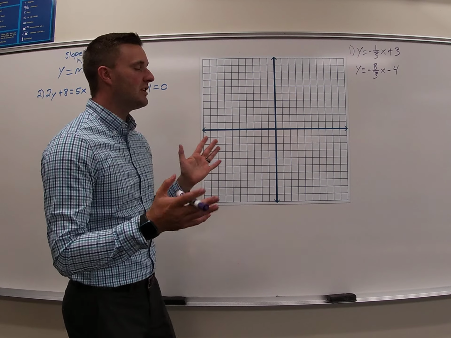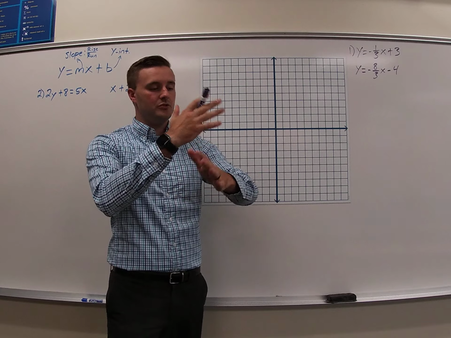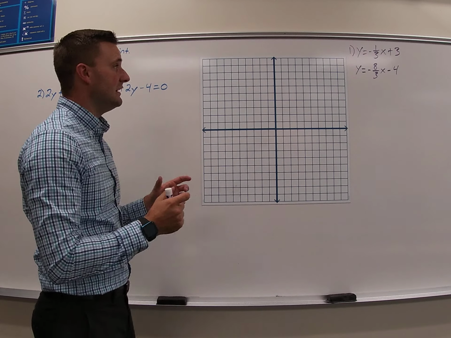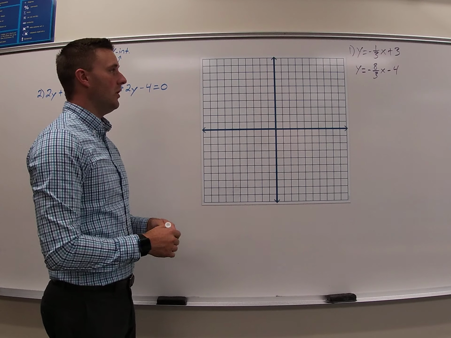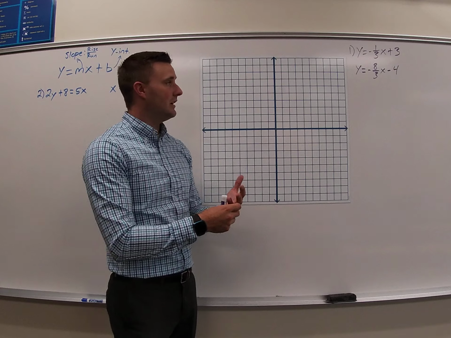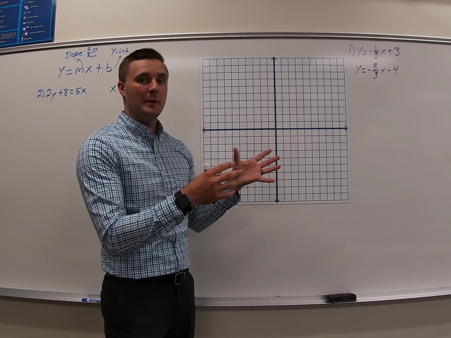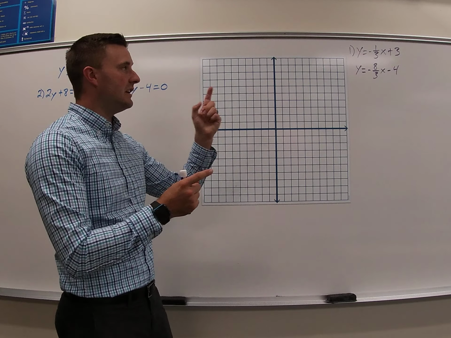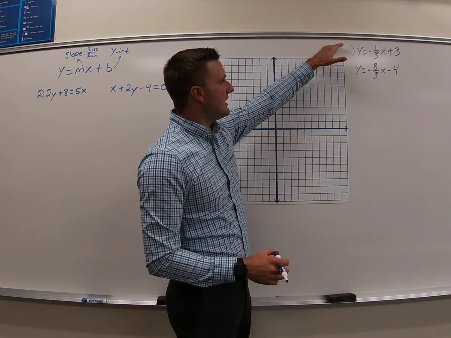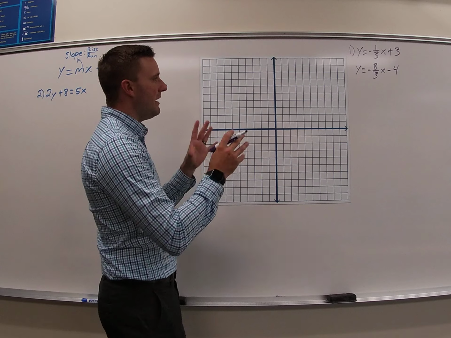What we're trying to do is figure out where, when I graph these two lines, they are going to cross. At what point do they cross? And that will be the solution to our answer. Meaning that when I plug the coordinate point back in for x and y, it should be true for both equations.